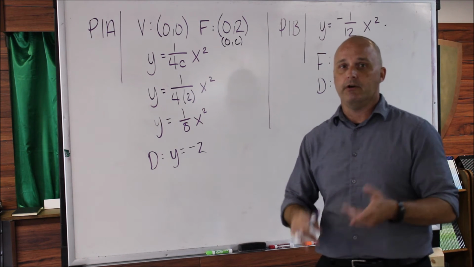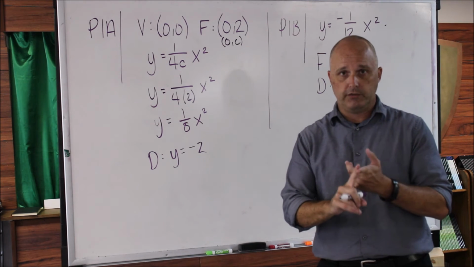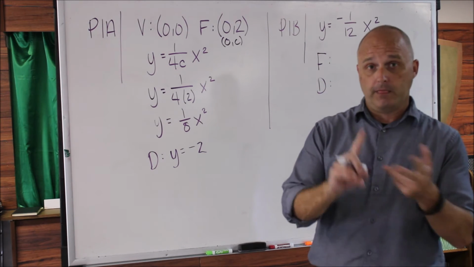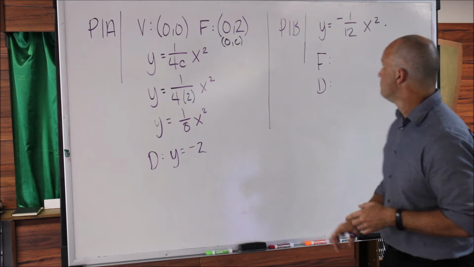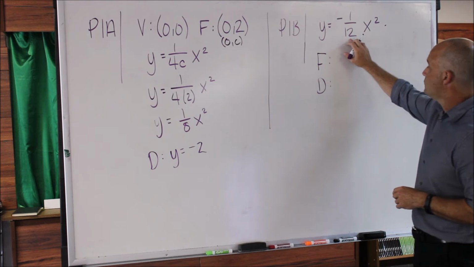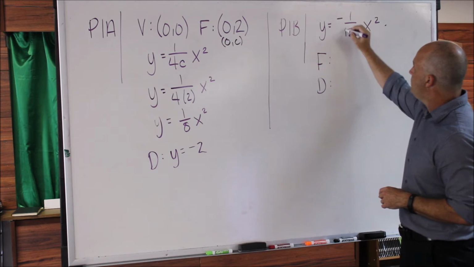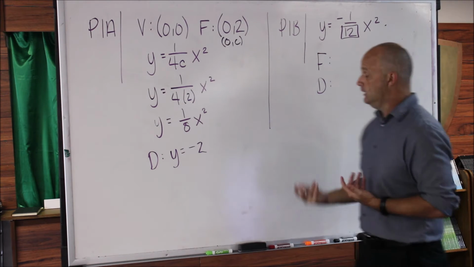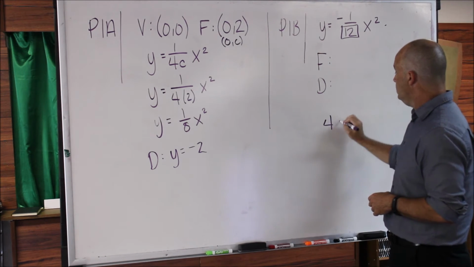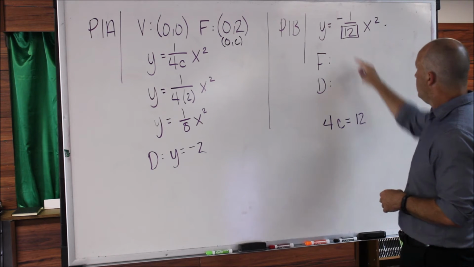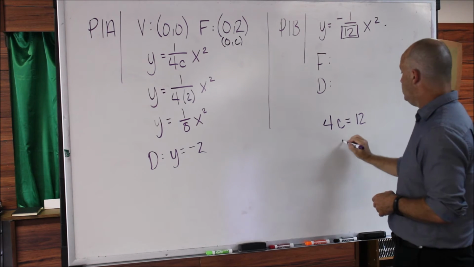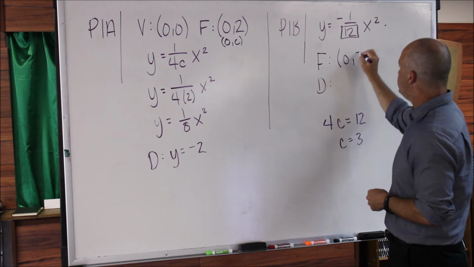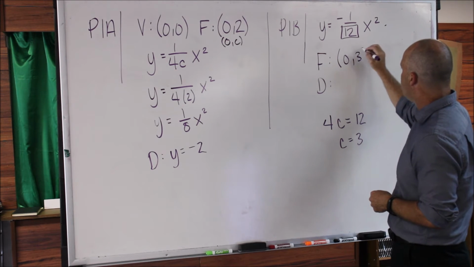Now over on problem number 1b, this time we're given negative 1/12 x squared, and we're asked to find the ordered pair for the focus, and then the equation for the directrix. Pretty easy. We're going to take this 12, and we know that this denominator right here is originally 4c. So we're just going to take 4c and set it equal to 12. C is equal to 3, and so that means that our focus is at 0, 3.